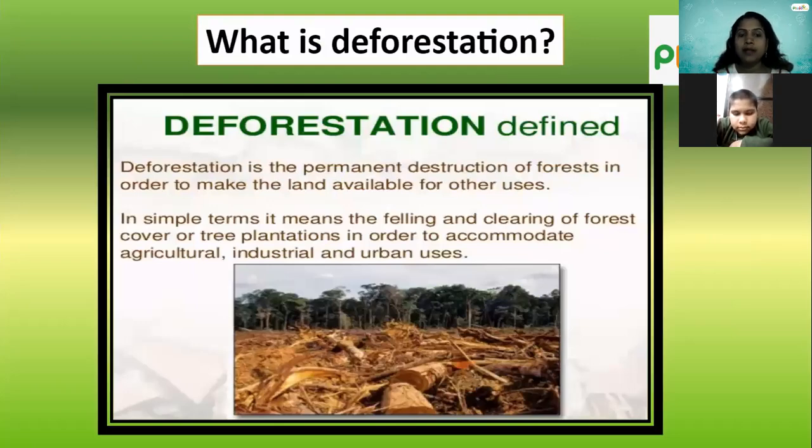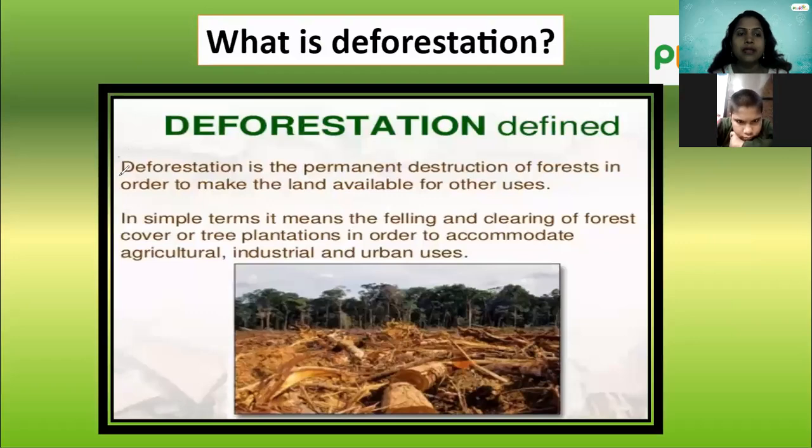So in simple terms, it means the felling and clearing of forest cover or tree plantation in order to accommodate agriculture, industrial or urban uses also. And sometimes to set up a new city also, deforestation is happening. So what is deforestation? Cutting down of trees in a large amount. Is this clear for you? Yes, ma'am.